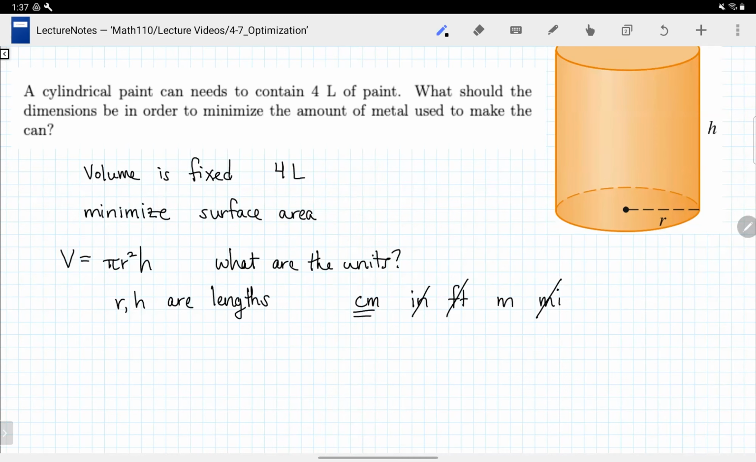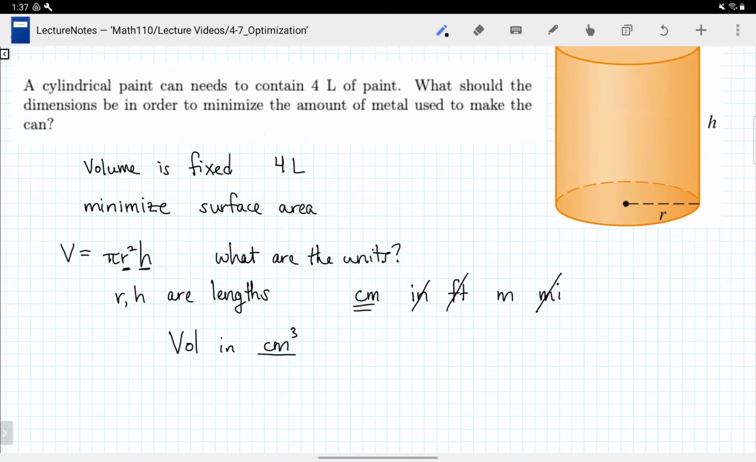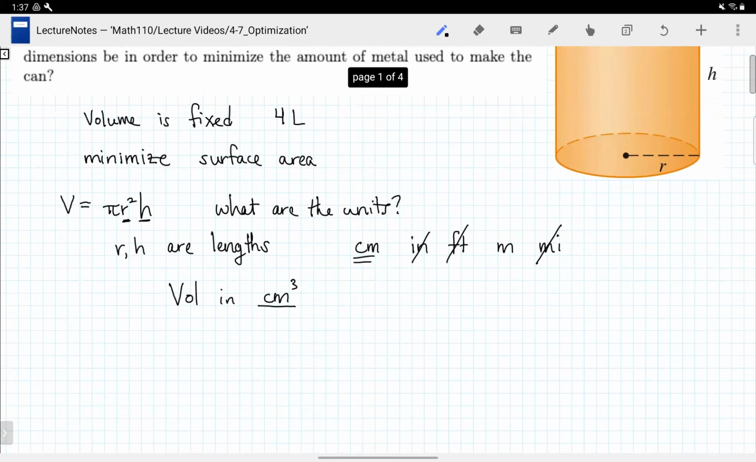So now if we have r and h in centimeters, then I'm squaring the radius and then multiplying by the height, so the volume would be in centimeters cubed, or cubic centimeters. Okay. But this says that the volume has to be fixed at 4 liters. So how do we resolve that? We need to have some sort of a relationship between liters and centimeters. And there is actually a pretty simple relationship if you know it.